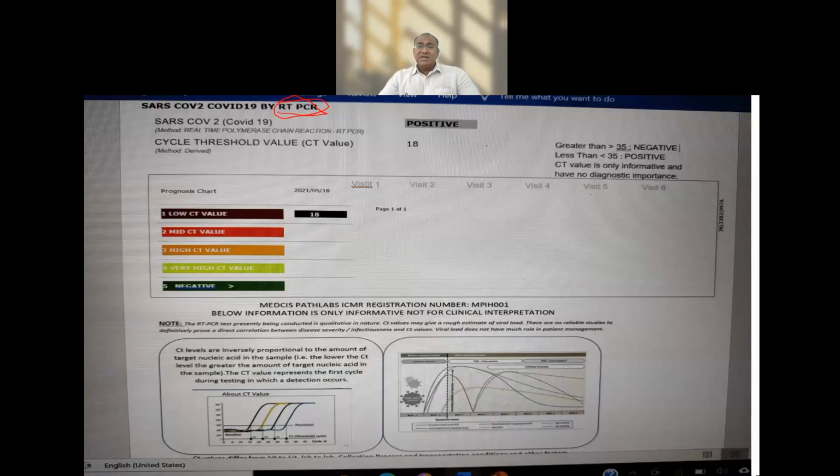PCR is the basic technique actually. Then as improvements came, they started adding so many things that we are going to discuss after some time. So this is exactly what we call a report.